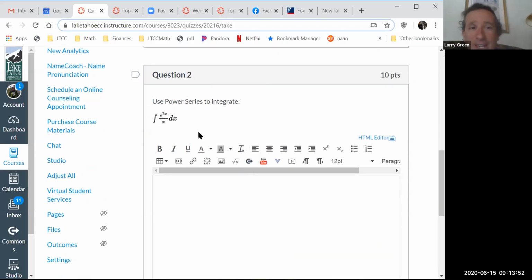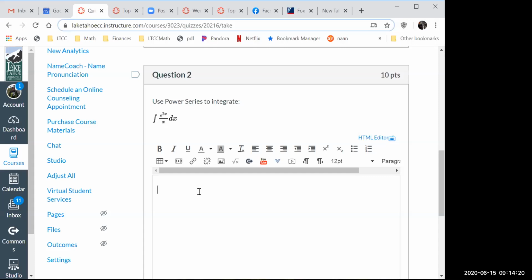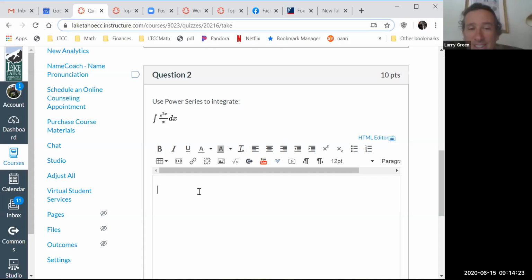Okay, the next one, the funny thing, looks harder because you're integrating something impossible, but it's actually much easier. So we want to use power series to integrate e to the 2x over x. What would happen if you tried to do it using last quarter, finding u substitution or inverse trig or something like that? You don't know what would happen? No, I don't. The answer is you would just give up. You can't do it.